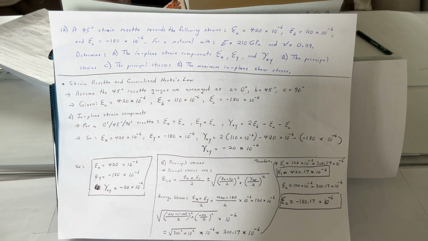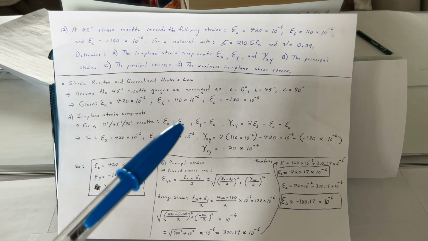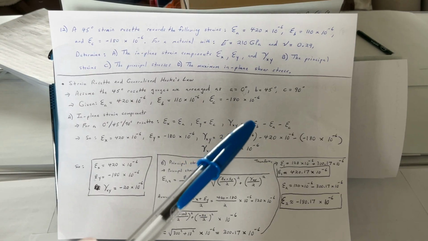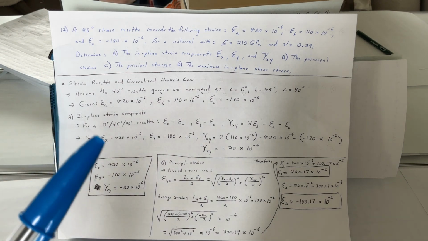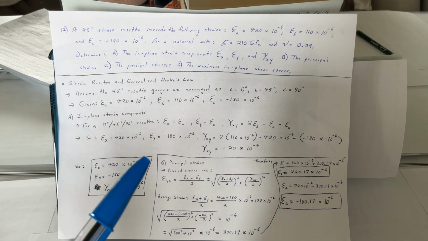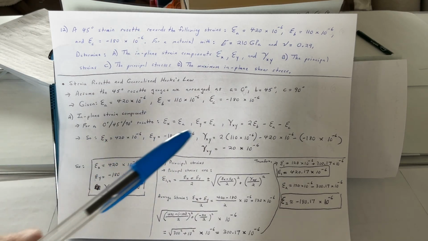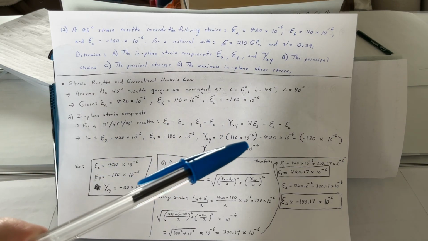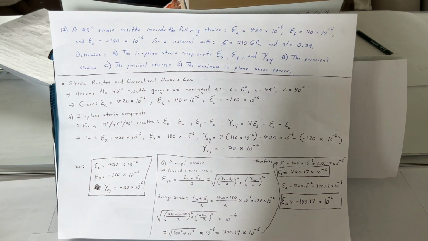For part A here, the in-plane strain components, for a 0, 45, 90 rosette, epsilon sub x is epsilon sub A, epsilon sub y is epsilon sub C, and then gamma sub xy, that's going to be 2 epsilon sub B minus epsilon sub A minus epsilon sub C. So epsilon sub x is 420 times 10 to the negative 6. Epsilon sub y is negative 180 times 10 to the negative 6. And our gamma sub xy, that's 2 times the quantity 110 times 10 to the negative 6 minus 420 times 10 to the negative 6 minus a negative 180, that quantity times 10 to the negative 6.